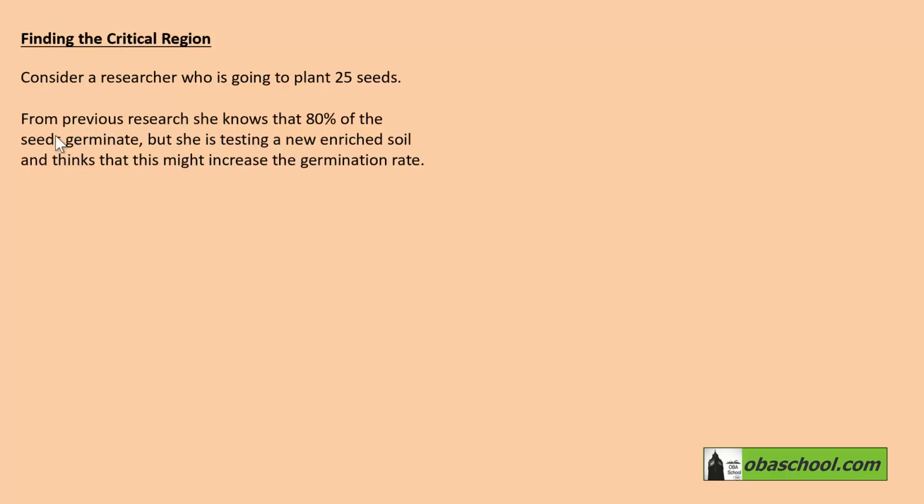Finding the critical region. Consider a researcher who is going to plant 25 seeds. From previous research, she knows that 80% of the seeds germinate, but she is testing a new enriched soil and thinks that this might increase the germination rate. The test statistic is going to be the number of seeds that germinate.